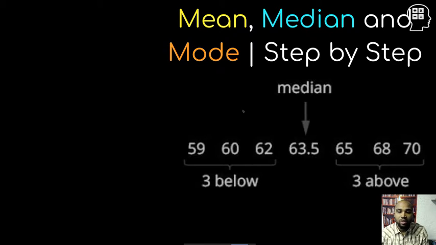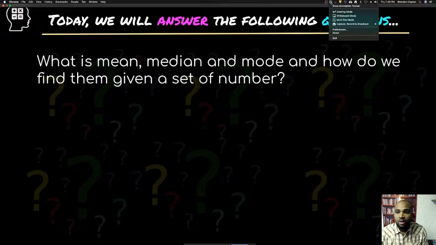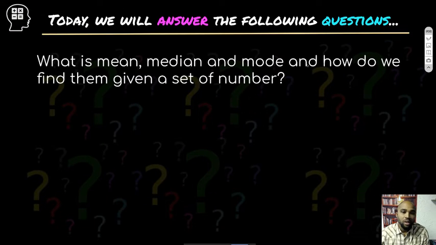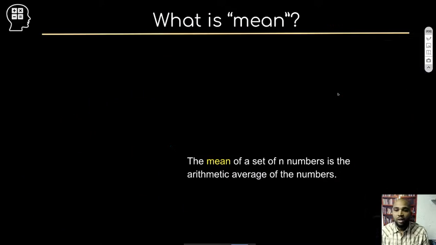So what is that? Here's an example on the screen of what median is, and you probably get a good idea just by looking at it or knowing what a median is. But let's start with our questions for today. What is mean, median, and mode, and how do we find them given a set of numbers? We're going to go through each one at a time, in that order.